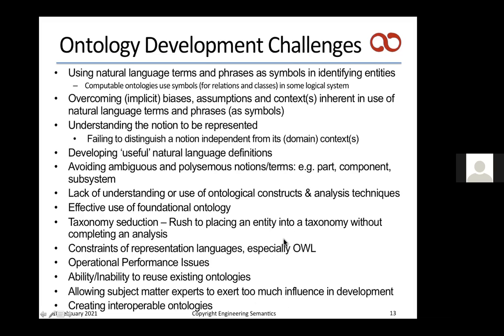ontologies. So those are just a few of the ontology challenges. I've probably missed some. Again, if you know of more of them that should be on this list, please let me know, or Ravi for that matter.